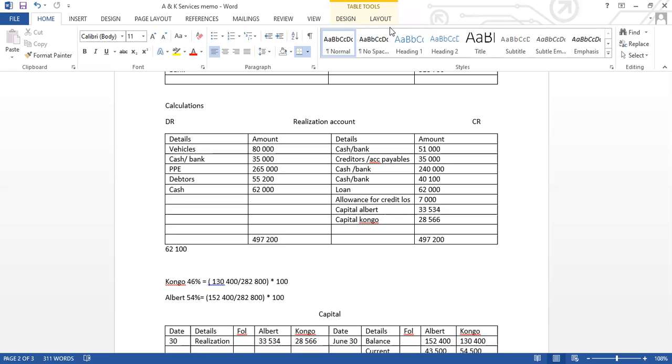Unless you're asked to show your calculations. By showing your calculations, this simply means that you need to draw up other accounts relating to the liquidation account. If you're asked to show your calculations, then you will need to draw up these accounts.